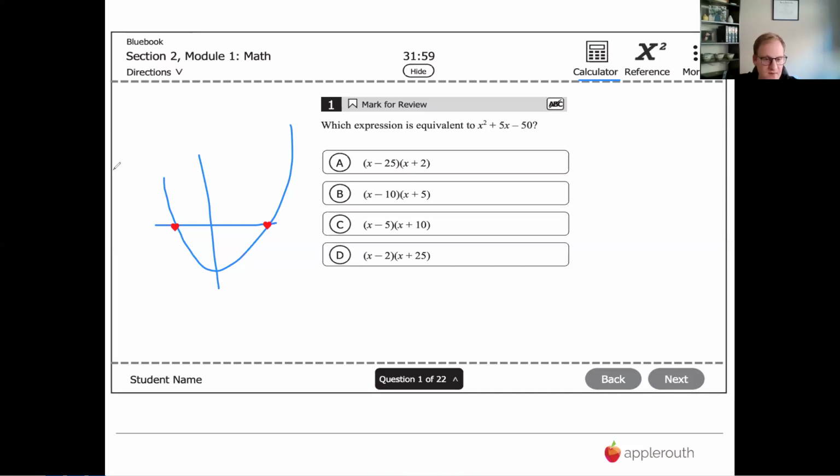So like in this case, not drawn to scale here, but if x equals -10 and x equals 5, then we want to be able to know, oh, that means x plus 10 and x minus 5, which is choice C.